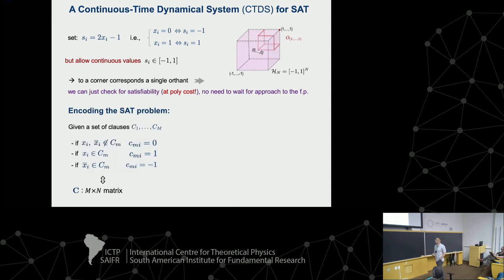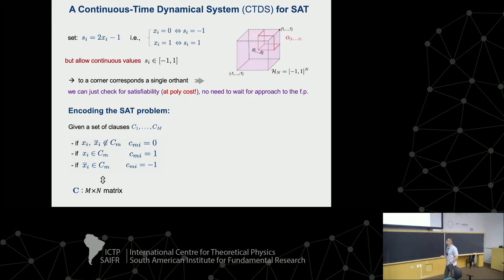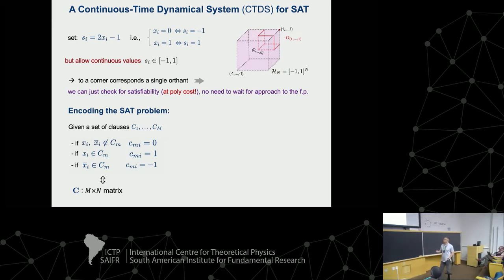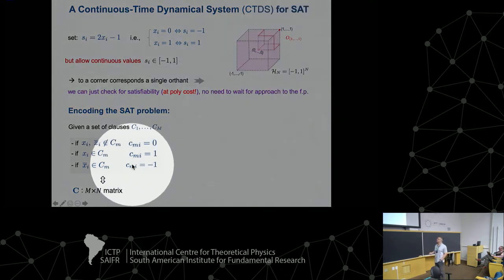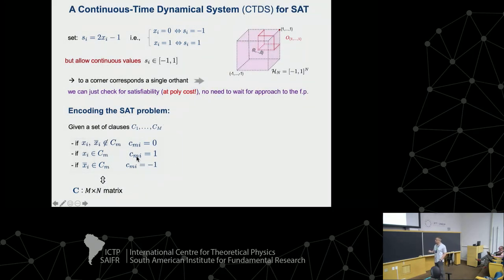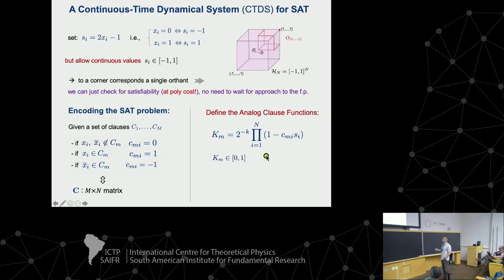That's what we're going to do. We're going to now encode the SAT problems into an analog or continuous time system by introducing first this matrix. This matrix defines the problem. If a variable or its negation is not present in a clause, so you're given these clauses, then the corresponding matrix element is 0. If it's present in normal form, it's 1. If it's in negated form, it's minus 1. Okay? So we're going to define the analog clause function for every clause. This is now analog or continuous, varying between 0 and 1, the way it is defined.